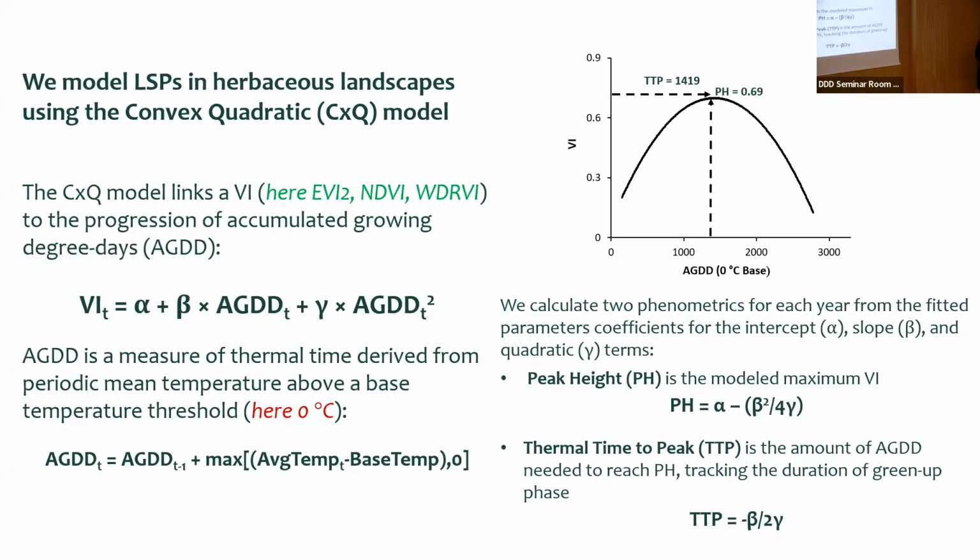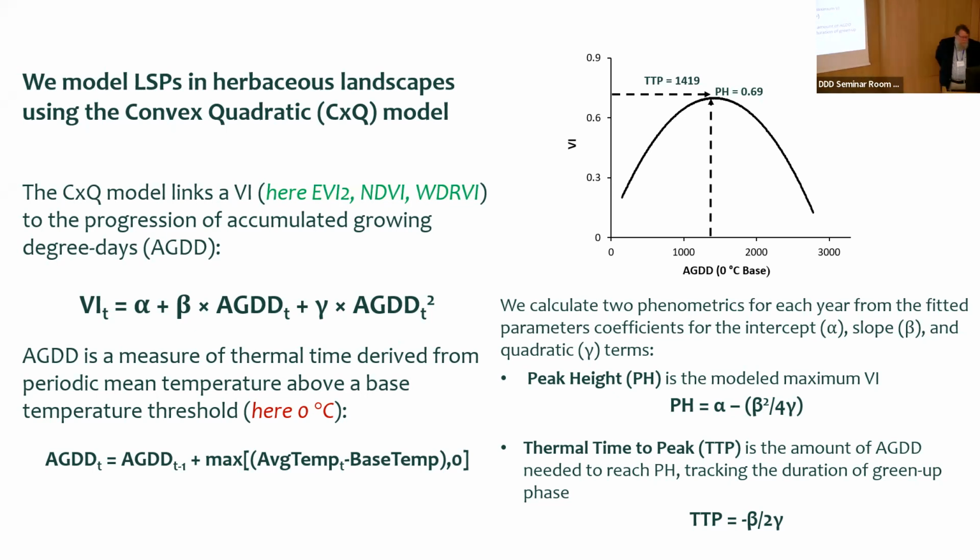So the fundamental approach that we take is to model a vegetation index, and here we're going to be looking at three different ones, EVI2 and EVI and wide dynamic range, and relating it to the progression of accumulated growing degree days, which is also retrieved by remote sensing. And accumulated growing degree days is just a measure of thermal time that is accumulated above a base temperature. Here it is going to be 0 degrees C.